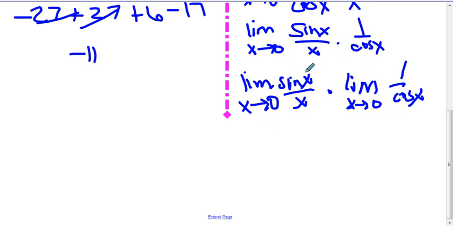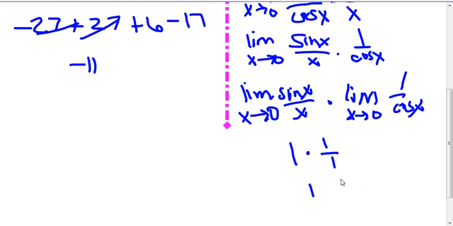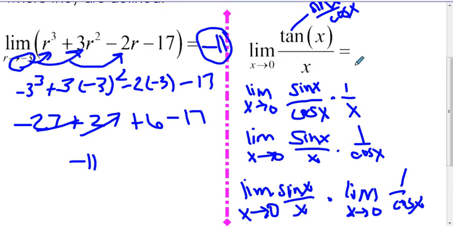So if we plug 0 in for sine of x over x, we know from our previous example that that is equal to 1. All right, if we plug 0 into 1 over cosine, cosine of 0 is equal to 1. Okay, if you need to review your unit circle, please do so. So we've got 1 divided by 1. So 1 times 1 just gives us 1. So the limit as x approaches 0 of tan of x over x is equal to 1.